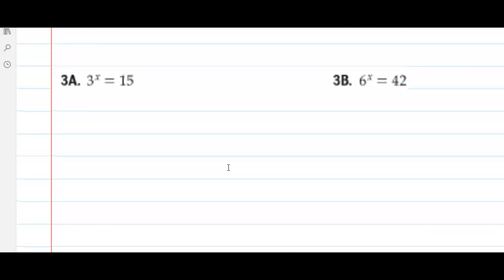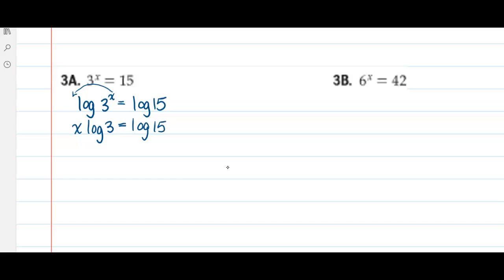Here we have two more. Let's try one together. Let's take the log of both sides. Since I cannot express 15 as some power of 3, I'm going to take the common log of the left and the common log of the right side. I'm going to move this exponent down front to become a coefficient. Then I'll divide both sides by the log of 3.